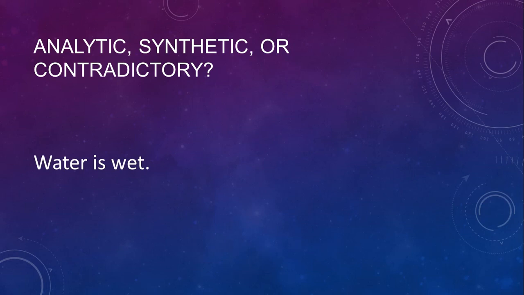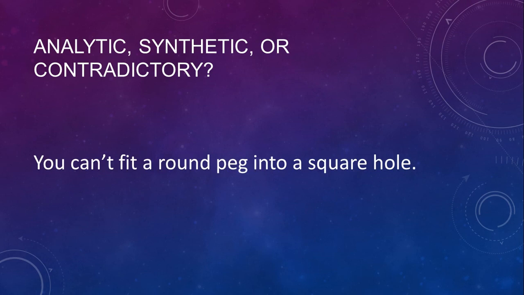All right, this is all bizarre and horrible, but. All right, so you can't fit a round peg into a square hole. Okay, well, what if the square hole is this big and the round peg is this big? Well, now it's synthetic, right? And probably false. If the square hole is a foot wide and the round peg is 3 inches wide, then you can fit the round peg into the square hole.